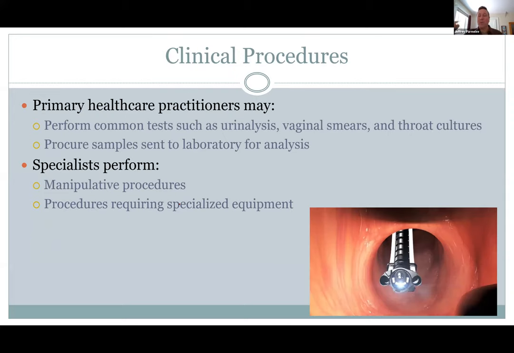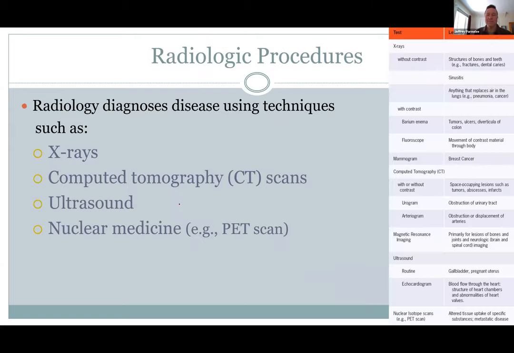And some common ones, of course, that all healthcare practitioners can do is take a urine sample, a blood sample, a throat culture. All these things can be done, and they're sent out to a lab for pathologists to test, analyze. And the more specialized tests, showing a colonoscopy here, or things that need expensive machines, or you need people, maybe send them to a neurologist if they show neurological problems, people that really specialize in this or have specialized equipment. So you'll send them to these people if you can't do the basic tests with what you have.